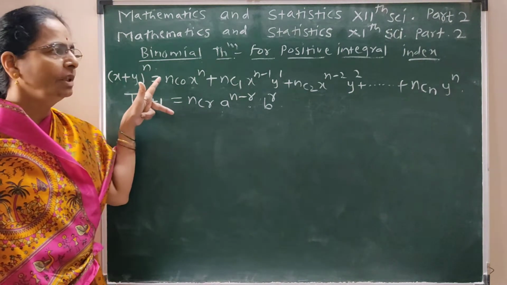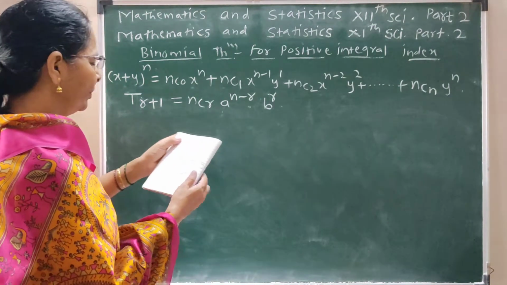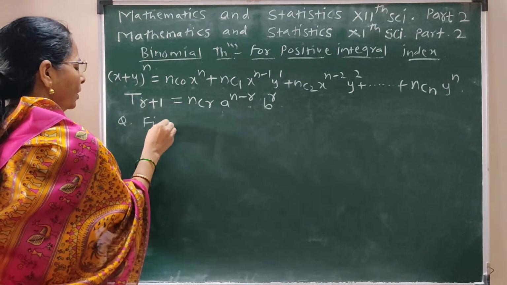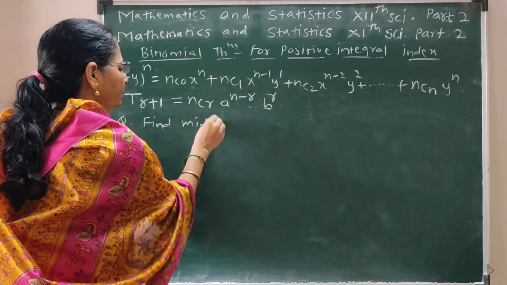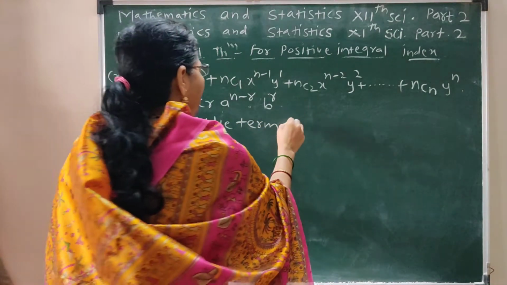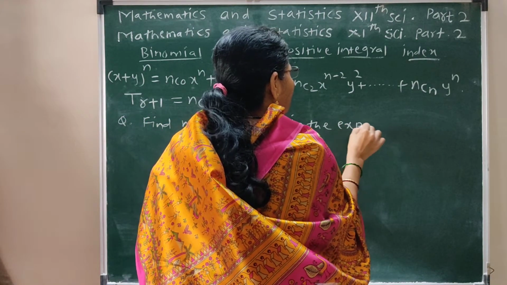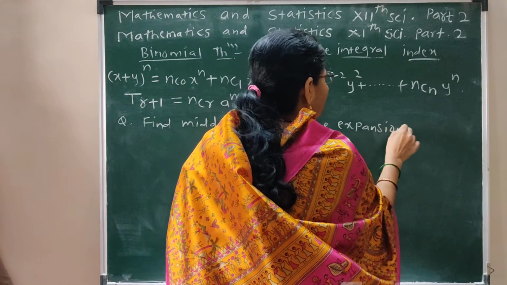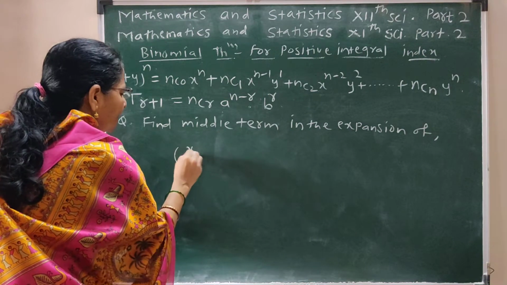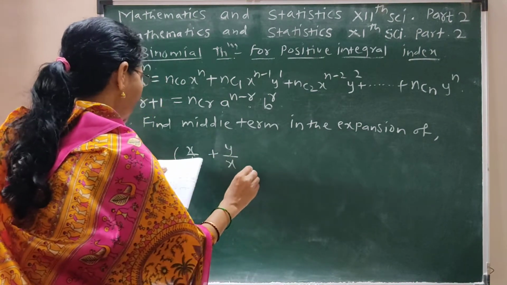By using these formulae, we have to solve some questions. Next is the question, find middle term. Question: find the middle term in the expansion of (x upon y plus y upon x) raised to 12.